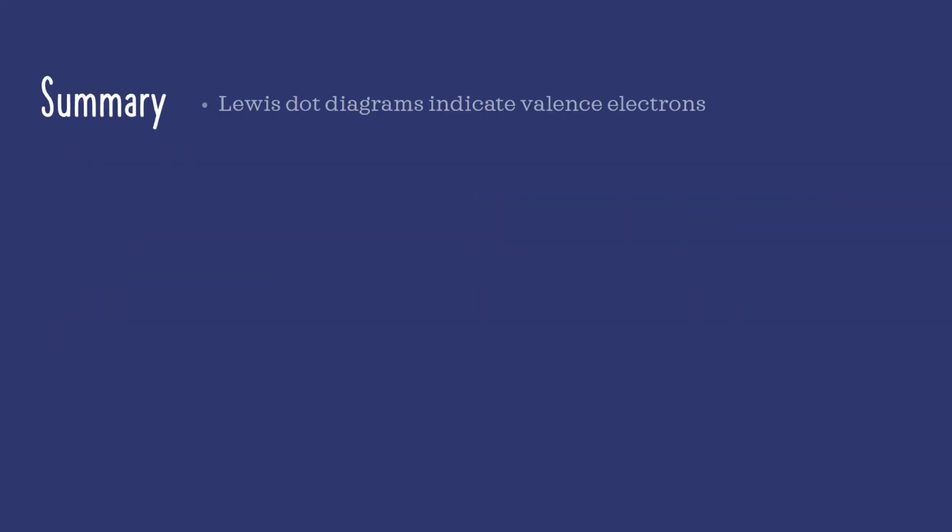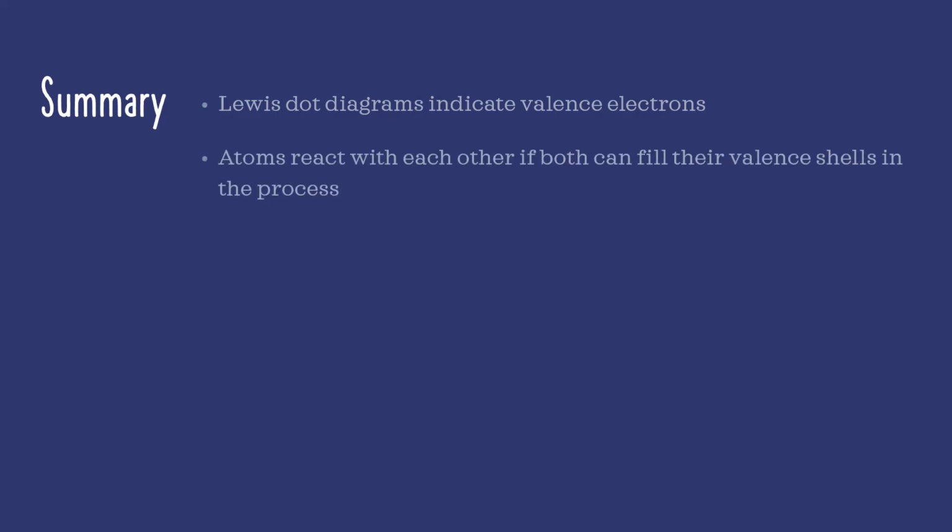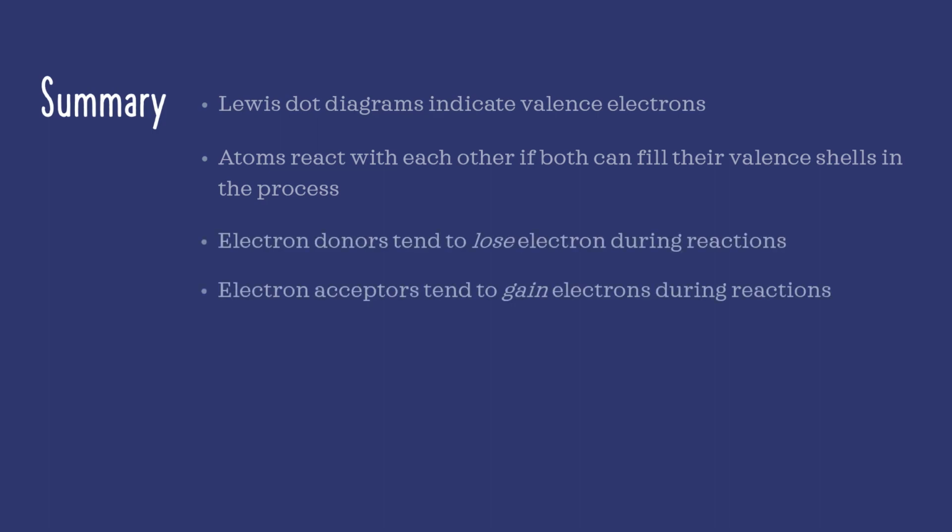In summary, you learned that Lewis dot diagrams indicate valence electrons. You also learned that atoms react with each other if both can fill their valence shells in the process. You learned about electron donors and acceptors. Electron donors tend to lose electrons during reactions and bonding, whereas electron acceptors tend to gain electrons.